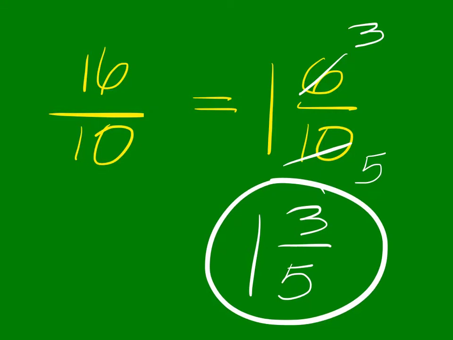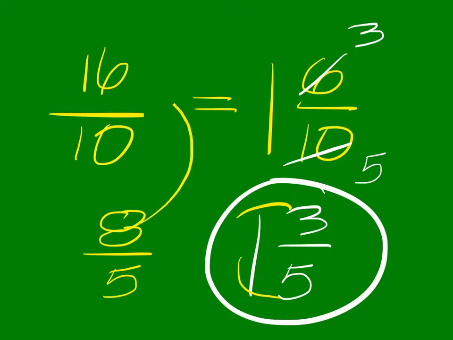Check your answer. 1 times 5 is what? 5. 5 plus 3 is 8. So that's 8 over 5. Is that the same thing as 16 over 10? Yes, it is, because we reduced. If you multiply 8 by 2, you get 16, and 5 times 2 is 10. Great.